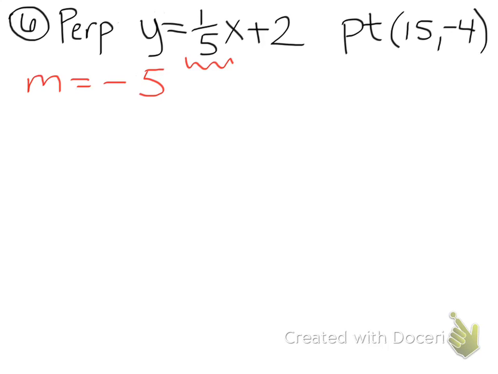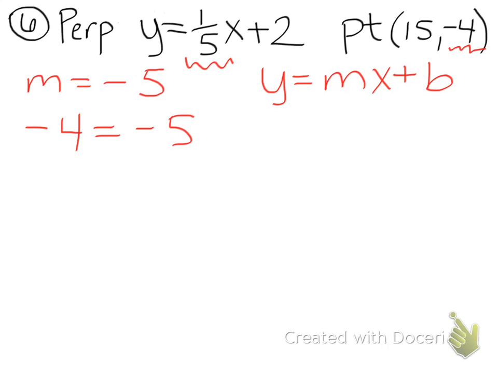And then we're going to write our equation of a line in y equals mx plus b form. And again, we're going to plug in the point to try and find out what our b value is. So our y coordinate is -4. So -4 is equal to our slope that we just found. You want to use the -5, not 1/5. So -5 times our x coordinate, which is 15, and then plus b.